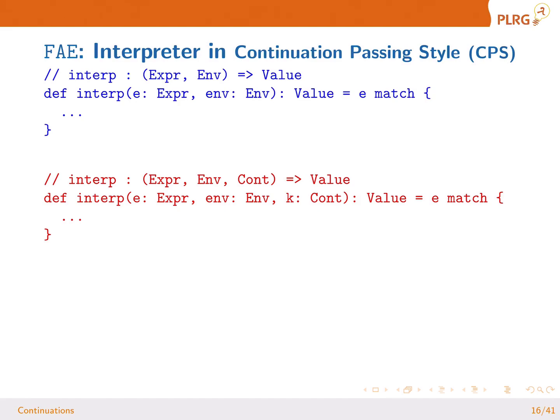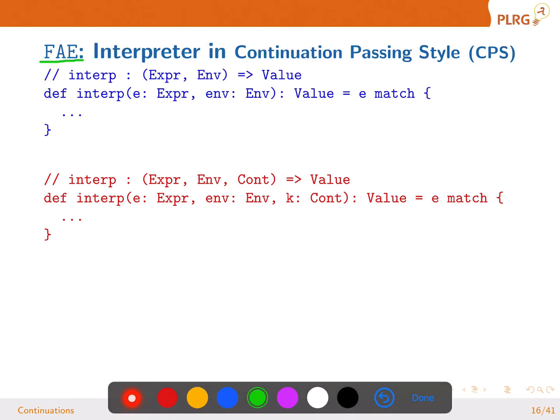Now let's re-implement the interpreter of FAE. We have been implementing the FAE interpreter for several weeks, right? For a given expression under a given environment, how to evaluate that expression to produce a value. And this time we are going to implement the interpreter in a continuation passing style, which takes work to do as the last parameter. What does that mean?